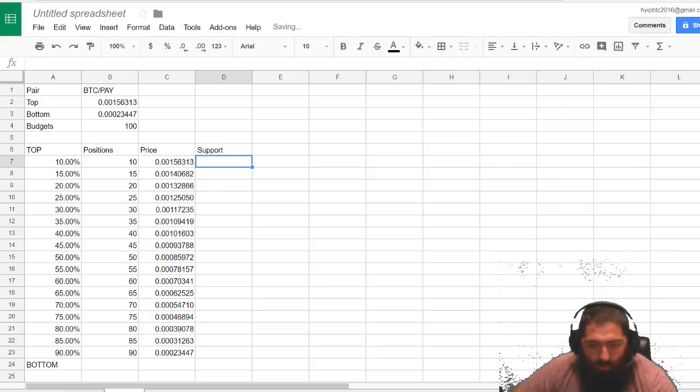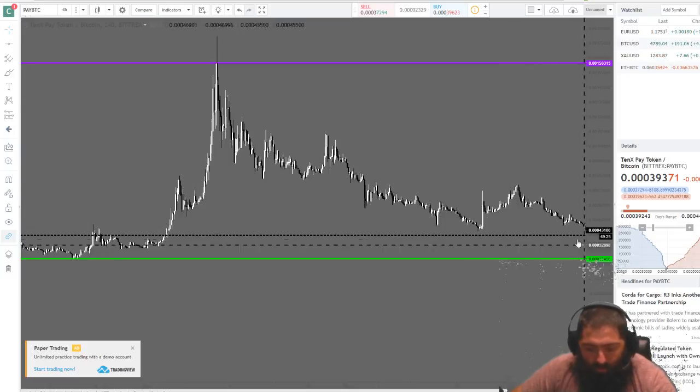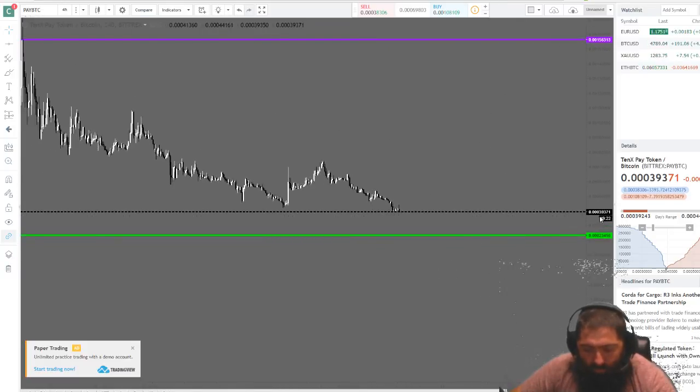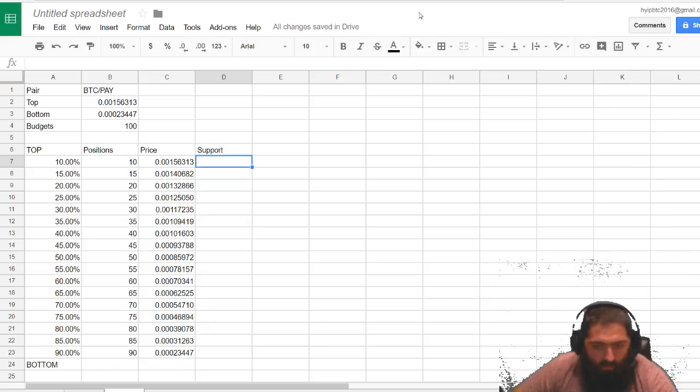So let's go back to BTC Pay. Right now the current price is 0.0039371. So spreadsheet, let me move that so I stop doing that. 0.00391. So it's currently at 80%. So if you're doing 100 positions, which is 0.1 Bitcoin, you would have 80 positions in, 75 to 80 positions in at this point.